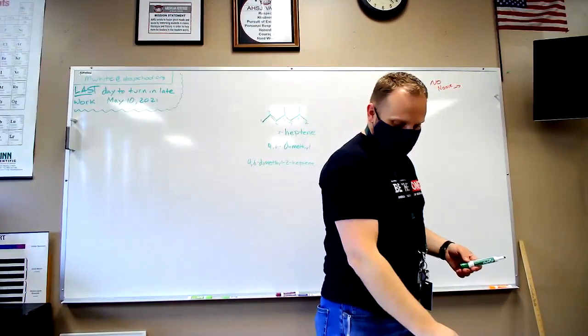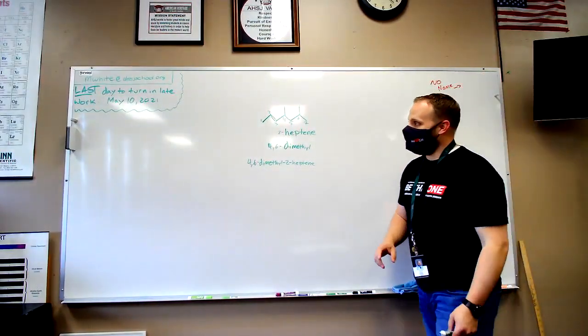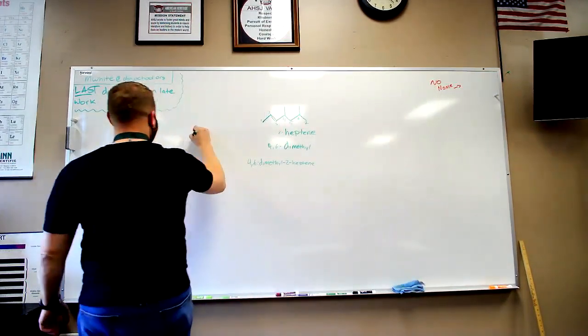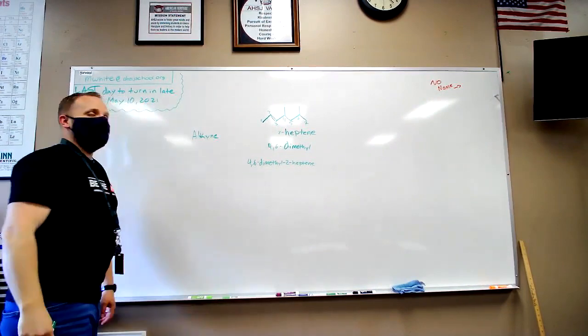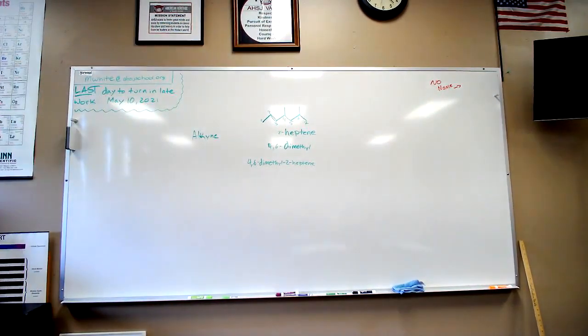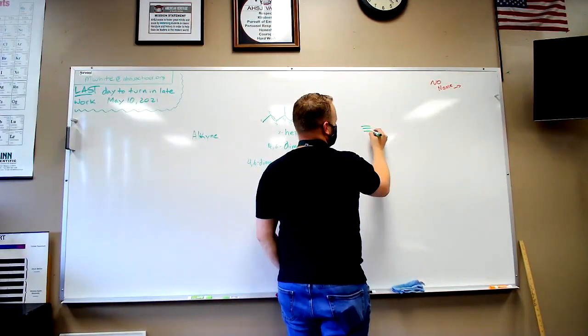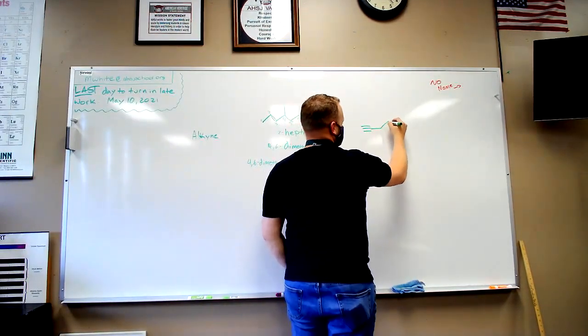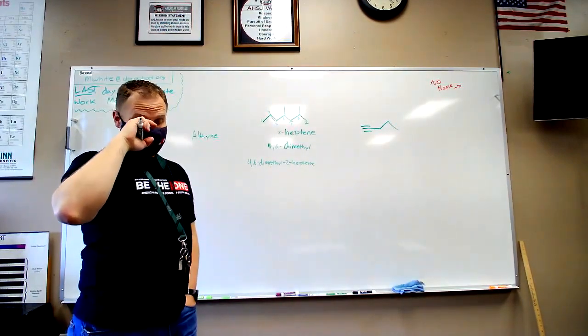Because, guess what? If we have an alkyne, it is exactly the same, except we replace ene with yne. Okay? So if we have a triple bond, that's 1.